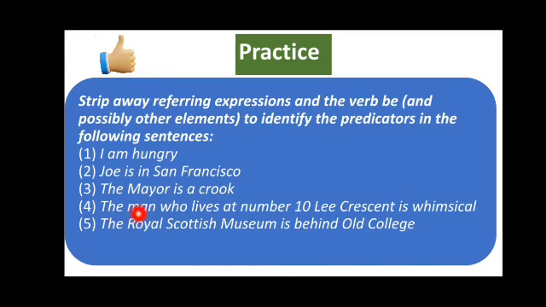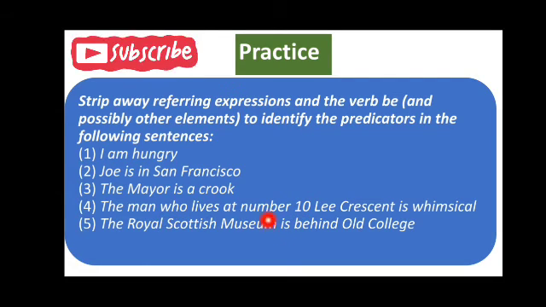And "The man who lives at number 10 Lee Crescent is whimsical." So what about this one? In this example, you have to strip away the man who lives at number 10 Lee Crescent, because it's a relative clause, and is is a to be verb. The man is also a referring expression. So what is left? That is whimsical. So whimsical is our predicator.